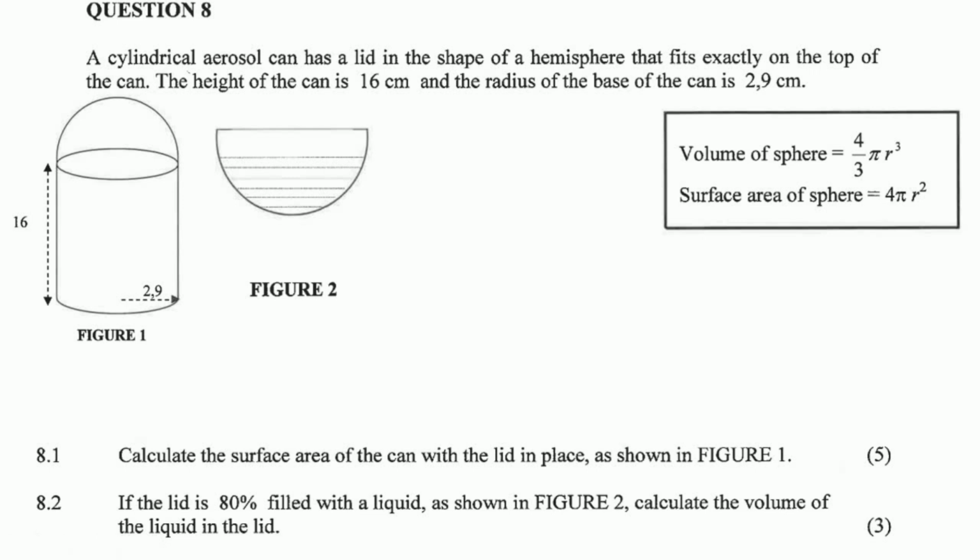A cylindrical aerosol can has a lid in the shape of a hemisphere that fits exactly on the top of the can. The height of the can is 16 and the radius of the base is 2.9. Okay, so some learners are going to say, sir, why are you giving us the formulas? But I'm not. These formulas were given in the exam. So sometimes, not always, when it's a complicated shape like this, they actually give the formulas.